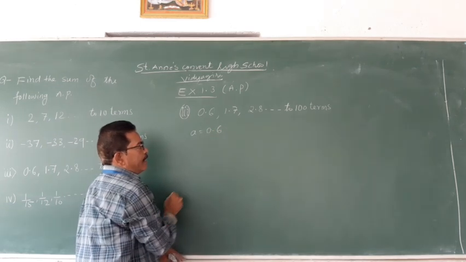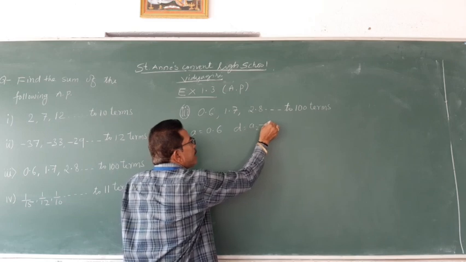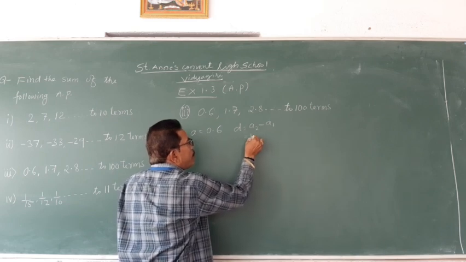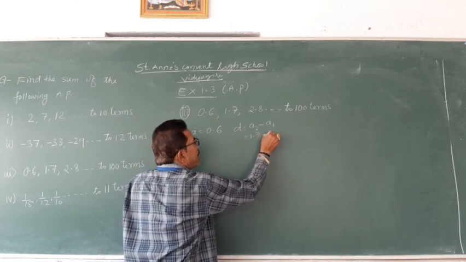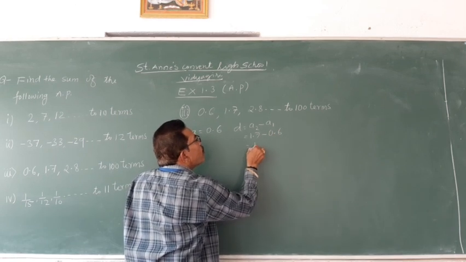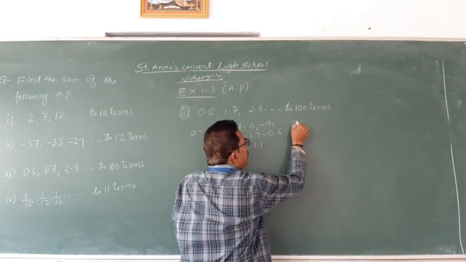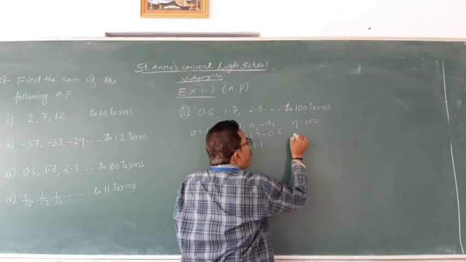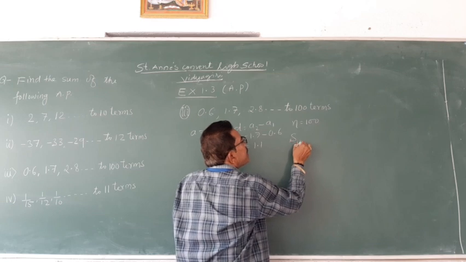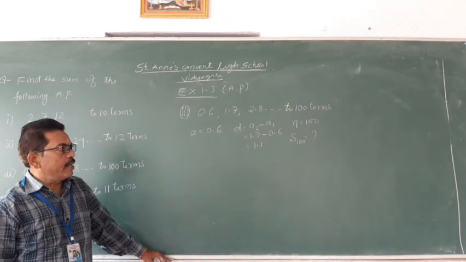A equals 0.6. Then D equals A2 minus A1, that is 1.7 minus 0.6, which equals 1.1. Then N equals 100. We need S100 equals question mark.